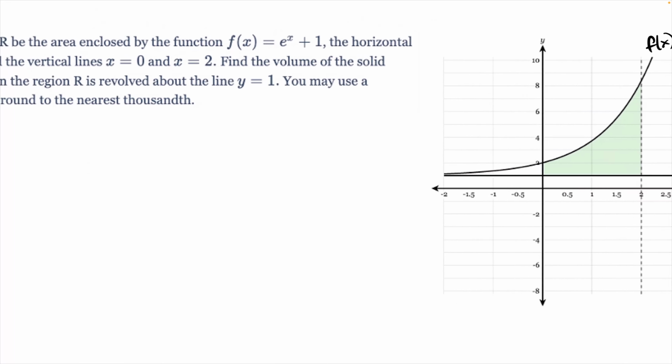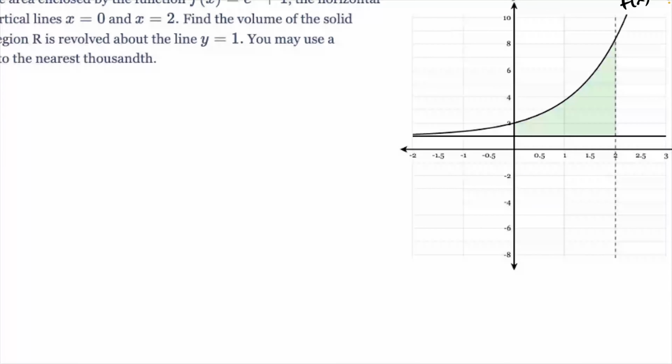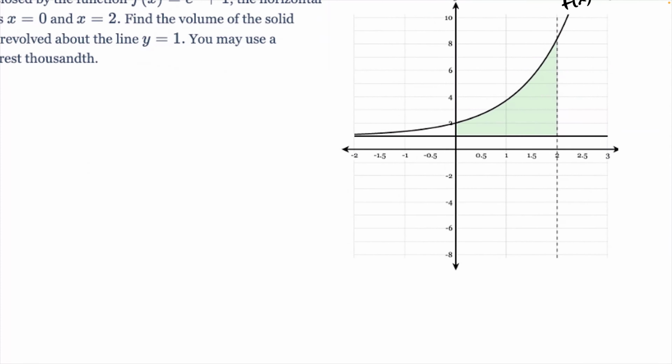The horizontal line y equals 1. X equals 0, which is the y-axis, and x equals 2, which is the vertical line.